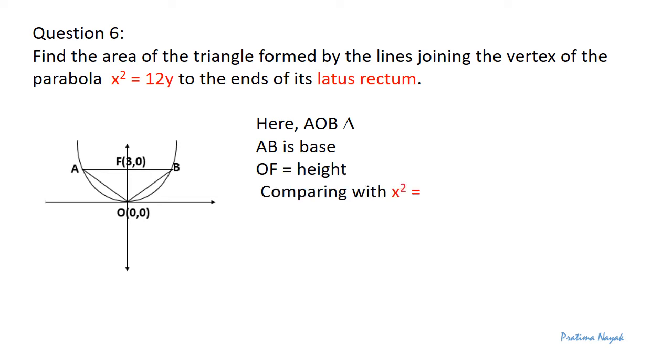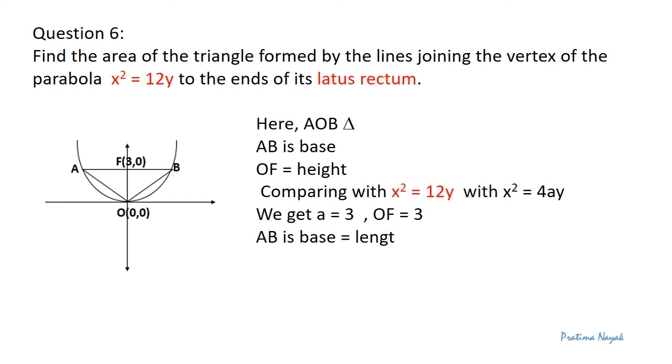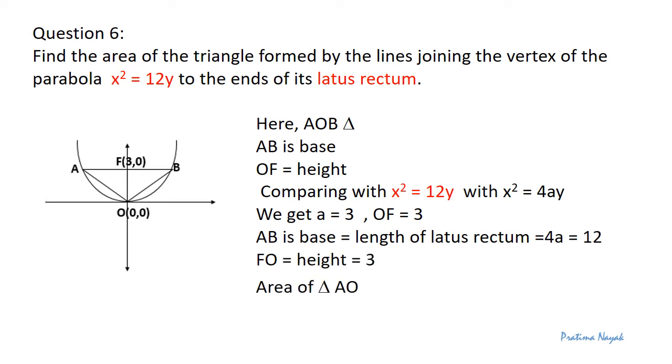OF is equal to height of the triangle. Now comparing the given equation x square is equal to 12y with x square is equal to 4ay, we get a is equal to 3. So OF is equal to 3. Now AB base is equal to length of the latus rectum, that is 4 times of a, so it will be 12. Then area of the triangle will be half into base into altitude. So half into AB, which is 12, into height, which is 3. So half into 12 into 3 is equal to 18 square unit.